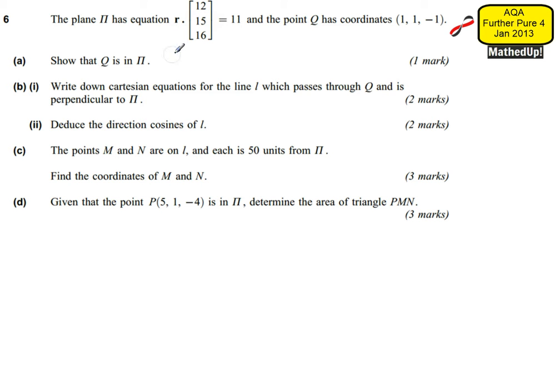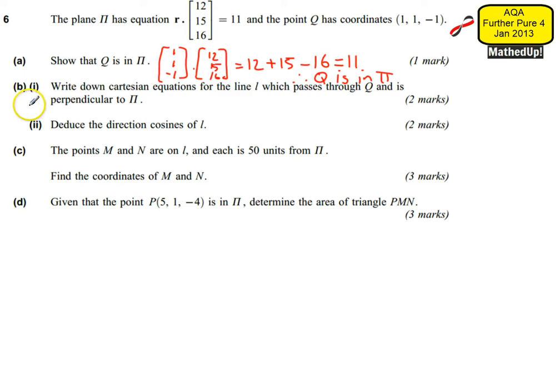So if I do (1, 1, -1), and I'm going to dot that with (12, 15, 16), I get 1 times 12 is 12, 1 times 15 is plus 15, and -1 times 16 is take away 16, which is equal to 11. So therefore Q is in pi.